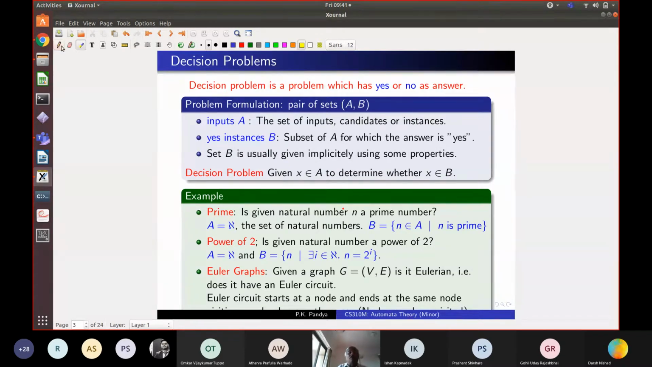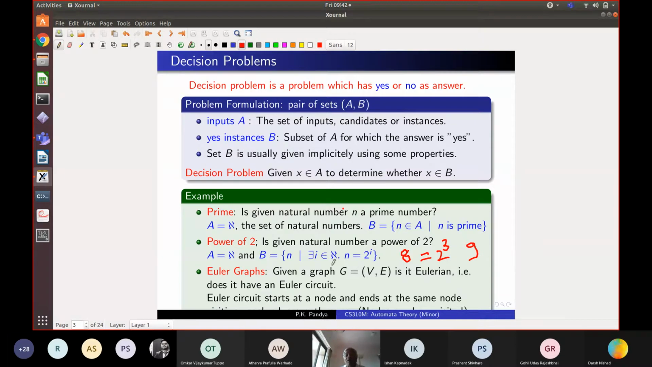Let me give you a very simple example. Suppose I give you number 8, and I ask whether this is a power of 2. I can write 8 as 2 to the power 3, right? 2 into 2 into 2. And so for 8, the answer will be yes. Or rather, 8 will belong to this set B. If I give you 9, there is no i such that 9 can be written as 2 to the power i. So 9 will not belong to this set B, right?